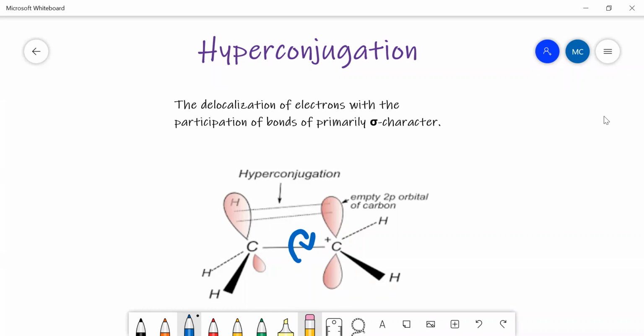The electrons will be slightly shared momentarily, but this will happen constantly, all the time, which will minimize the positive charge on the carbocation, okay? And this makes the whole situation more stable, and the more alkyl groups you will have, the more stable the carbocations will be.